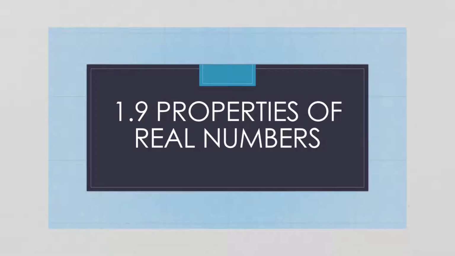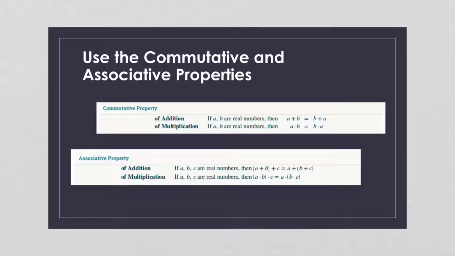So now let's talk about some properties of real numbers. Okay, so commutative and associative properties. You've probably known about these for a really long time. You just probably didn't realize that they actually had a specific name. So the commutative property says that you're allowed to add in any order, or you're allowed to multiply in any order. The commutative property does not hold for subtraction and division, though.